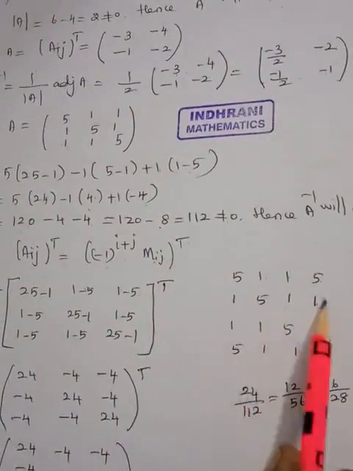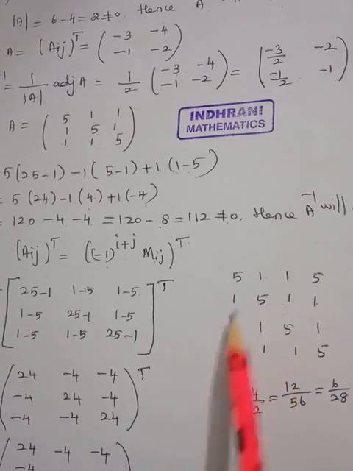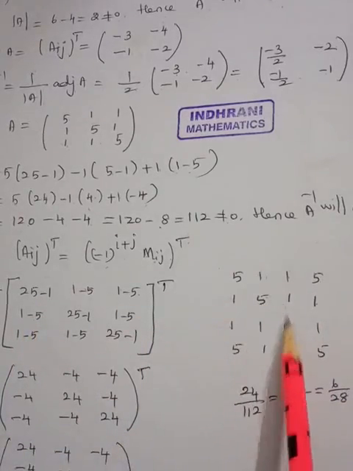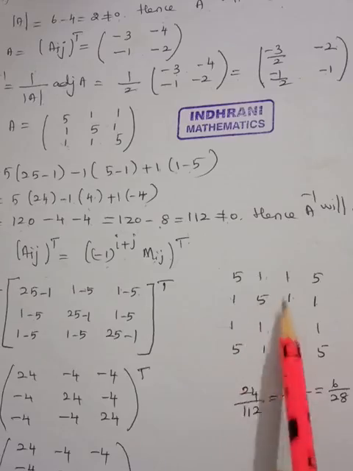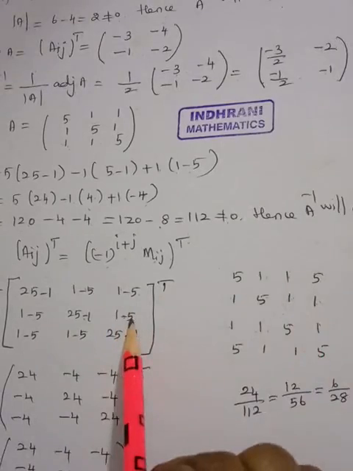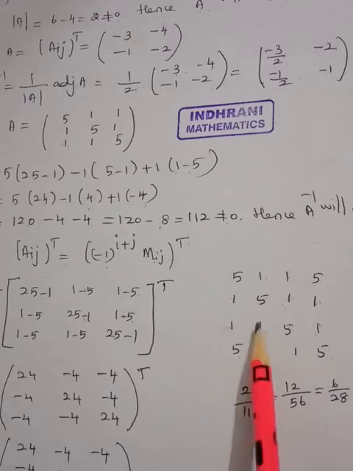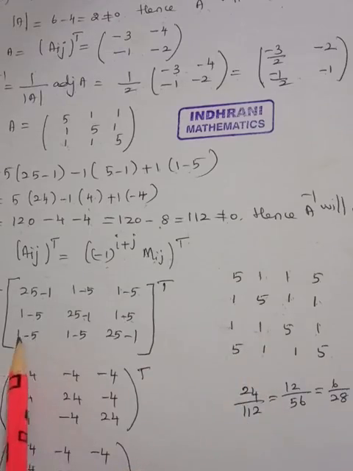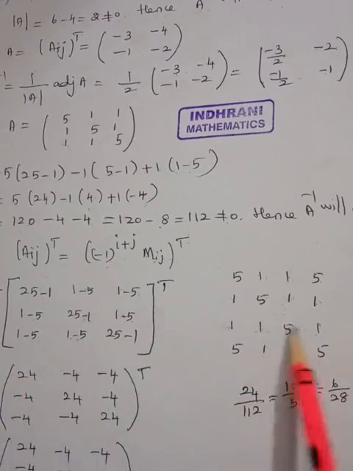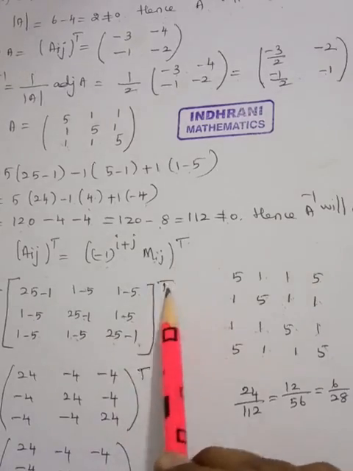Then you have to take the second row and third row elements. 1 into 1 is 1, 5 into 1 is 5, so 1 minus 5. 5 into 5 is 25, 1 into 1 is 1, 25 minus 1. 1 into 1 is 1, 1 into 5 is 5, that is minus 5. Then we go to the third row and fourth row: 1 into 1 is 1, minus 1 into 5, so 1 minus 5. 1 into 1 is 1, 5 into 1 is minus 5. 5 into 5 is 25, 1 into 1 is 1, so minus 1, whole transpose.